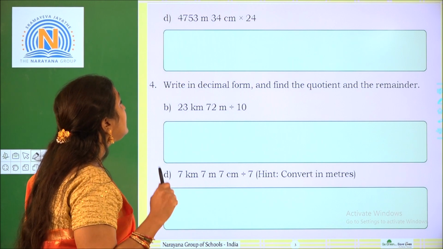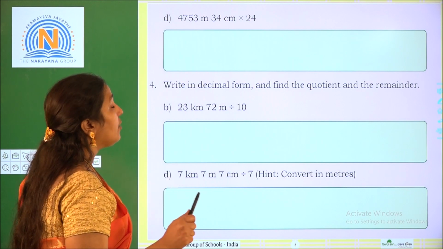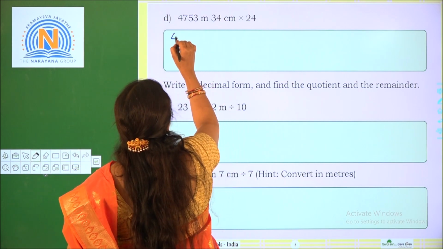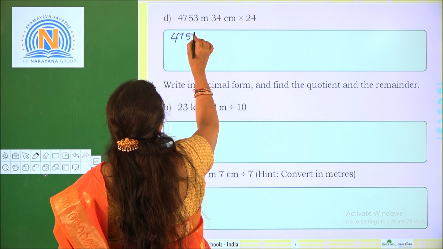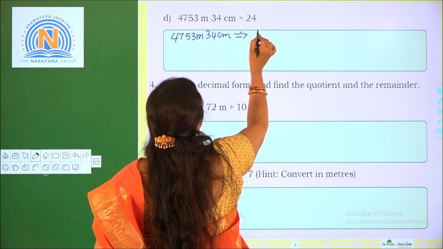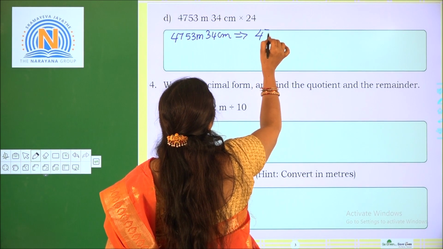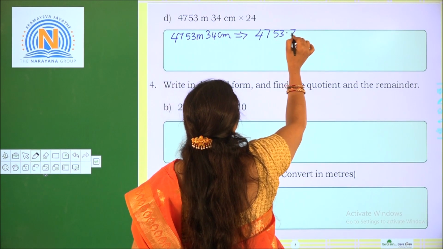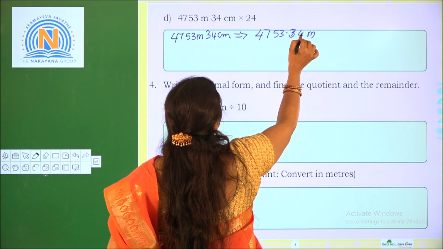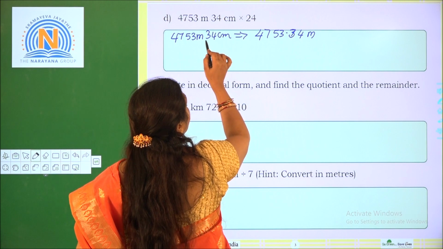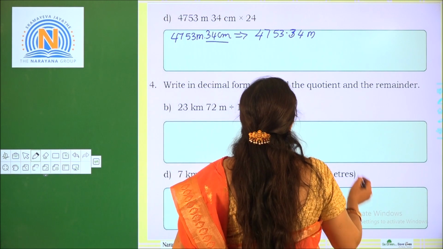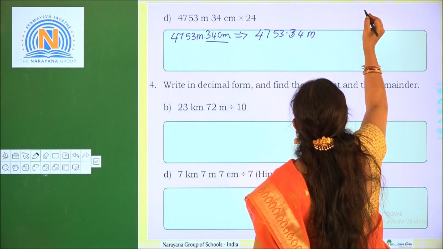4,753 meters 34 centimeters. Now we have to convert into the bigger unit. So what is that one? 4,753 meters 34 centimeters, we can convert to 4,753.34 meters, because we are converting to the bigger unit. Smaller unit also we are converting, so the decimal place will come. Now multiply with 24.